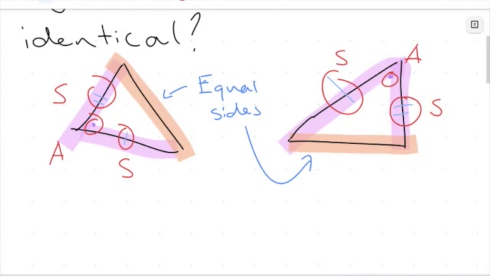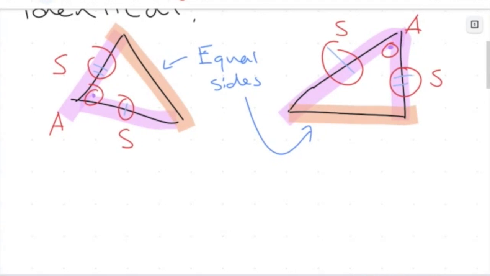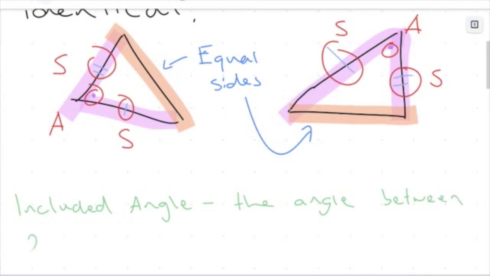The angle that we require is the one in between the two we're given. Now, why is that? Well, the angle in between, we actually call the included angle. So the angle we need must be the included angle. So this is the angle between two given sides. Two sides that we know are equal.